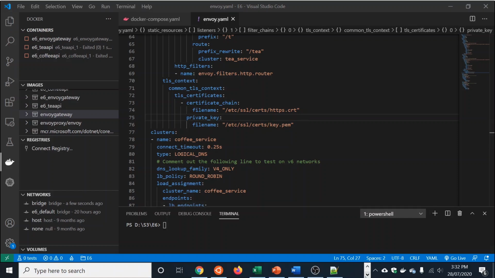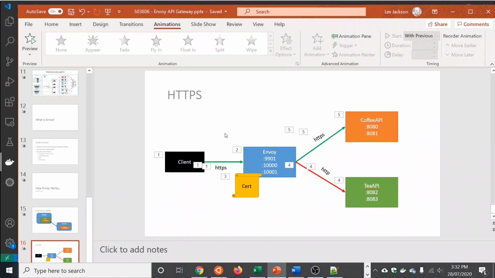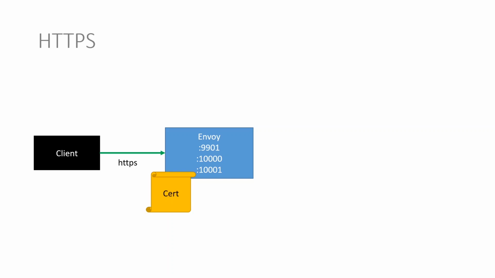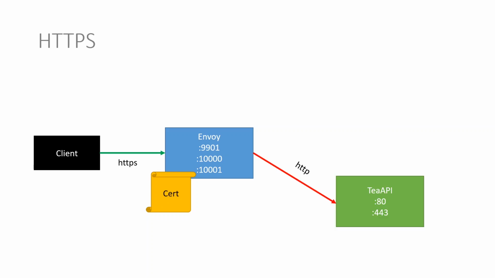Now, just coming back to our PowerPoint, to go through what we're trying to achieve here. Okay, in case you've lost the plot, we're going to make a client request, this time to Envoy using HTTPS on port 10,001 with our new certificate. Now, we do actually have to do one more thing in order to trust this certificate, and I'll take you through that in a second. And then what's going to happen, we're going to use our existing routing to HTTP port 80 using our existing cluster to our T API.